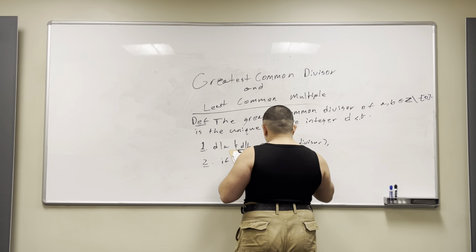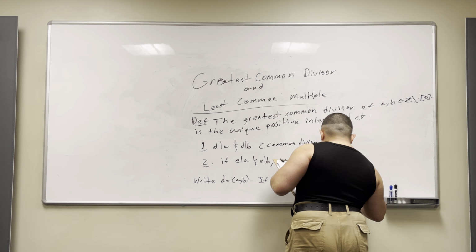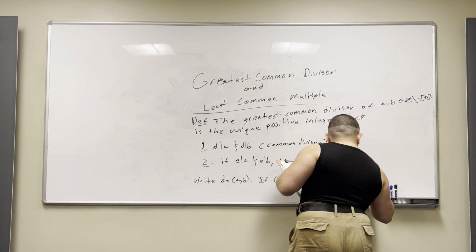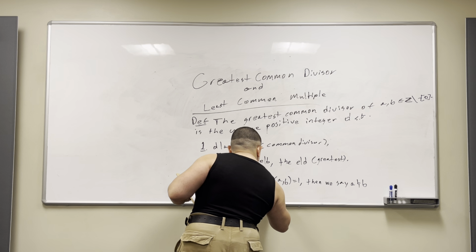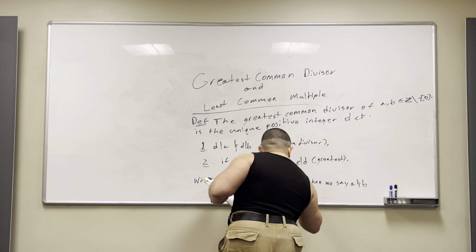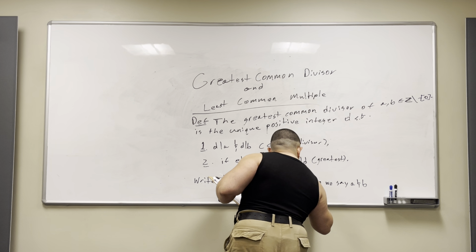So write d is equal to (a, b), a coordinate, an ordered pair. If (a, b) is equal to 1, then we say a and b are relatively prime.